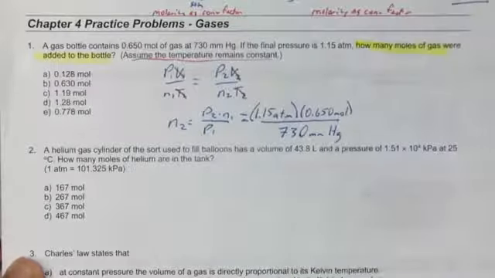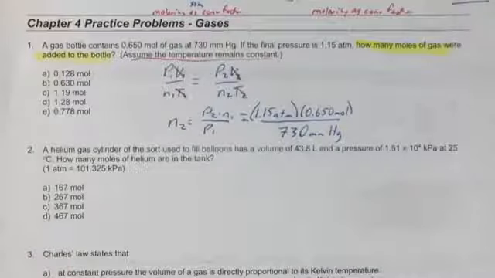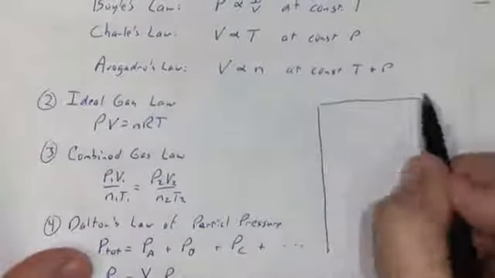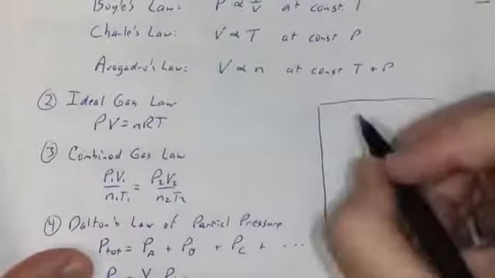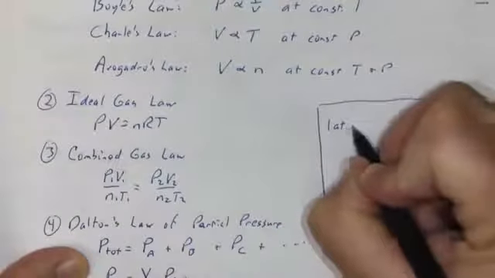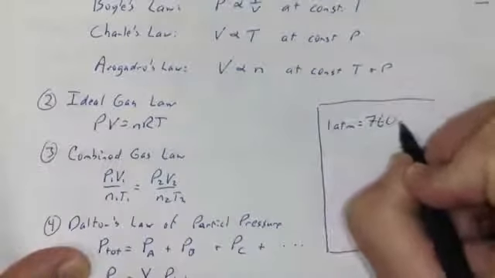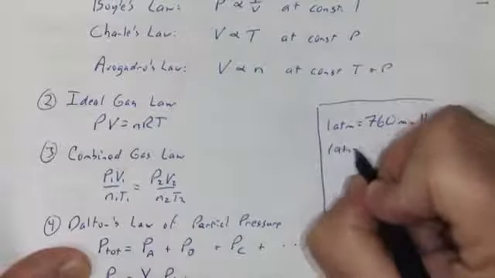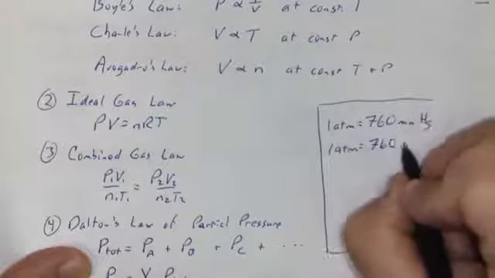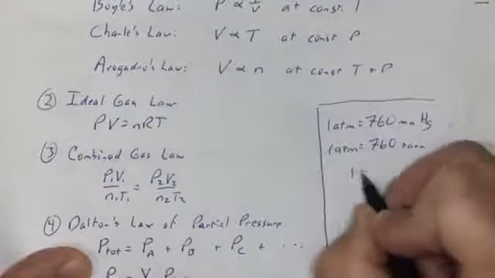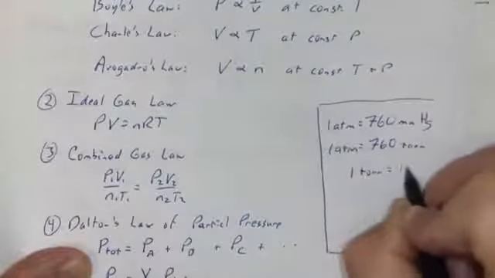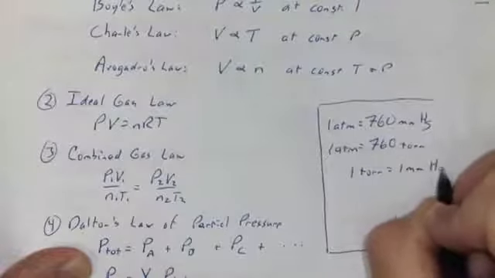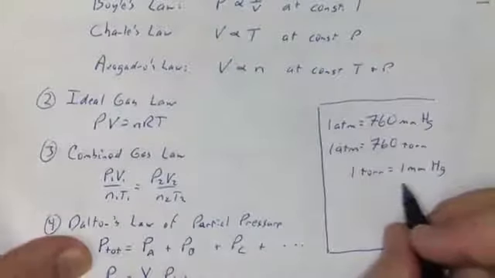Now that reminds me of something I should have added to your sheet that you need to know. If we're listing the things that you need to know in order to deal with gases, you need to know that 1 atmosphere is equal to 760 millimeters of mercury, or we can say 1 atmosphere is equal to 760 torr. Both of those statements are true because 1 torr is equal to 1 millimeter of mercury. These are all units of pressure that are frequently used in chemistry.